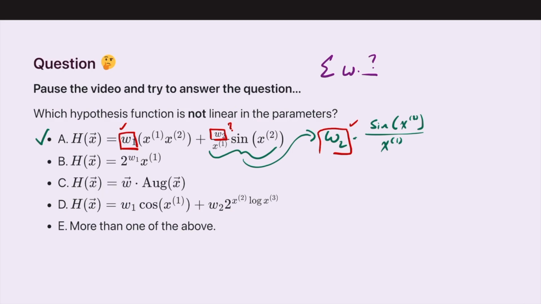C, C looks perfectly fine. This is in the form of W sub 0 plus W sub 1 times X. And remember, these are in the form of W sub 1 times X1 plus W2 X2. So this is good to go. This is fine.